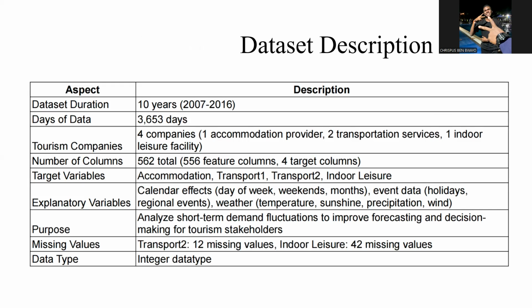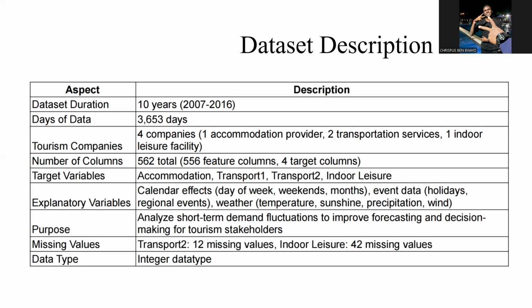Going to our dataset description, it was collected over a period of 10 years with a total of 3,653 rows. It has four target variables, which were represented as companies: one offering accommodation, two for transportation, and the other for leisure facilities. Then we had 562 columns in total, together with the target variables. The features accounted for 556. The features in the dataset were covering calendar effects, weather, and events data, basically.